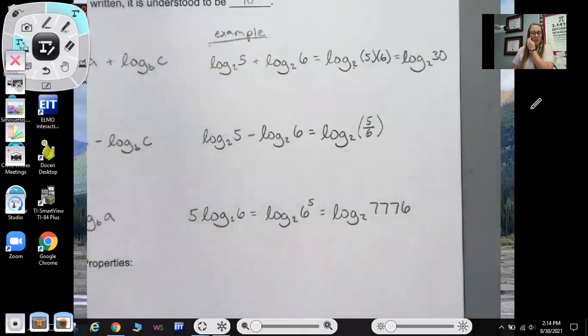Okay, I want us to stop here for today because we don't have enough time to work all the examples that I want to work. We'll work those tomorrow using the 3 properties that we just learned.